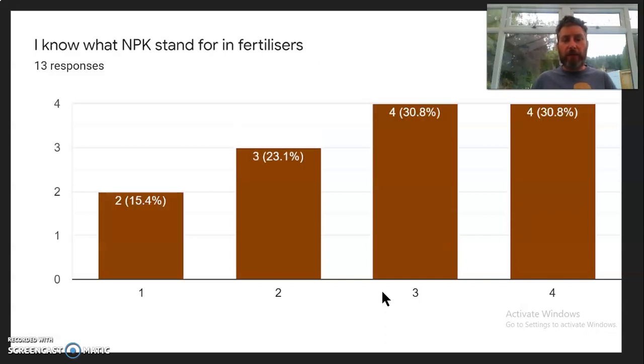NPK in fertilisers. I was amazed by the number of people who weren't confident with this. NPK, they're on the periodic table. N, nitrogen. P, phosphorus. K, potassium. All fertilisers contain those 3 essential minerals. Some contain magnesium as well. But learn NPK. If you don't know, break out the periodic table in the exam.